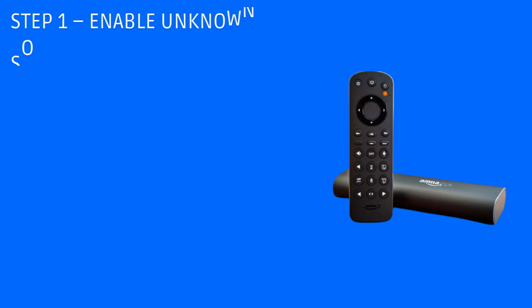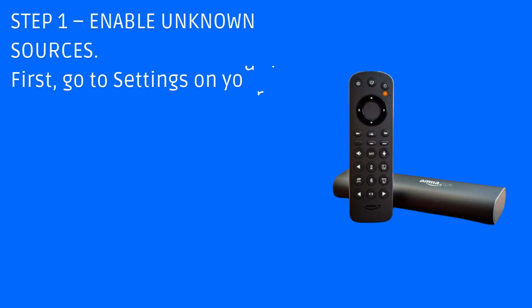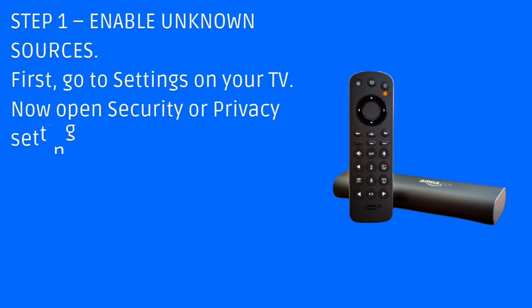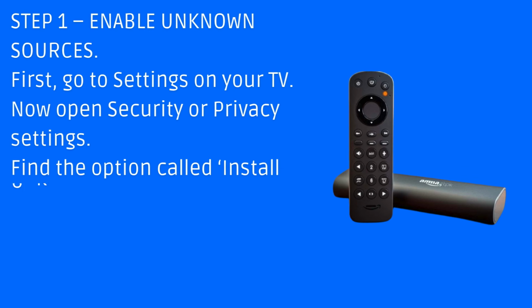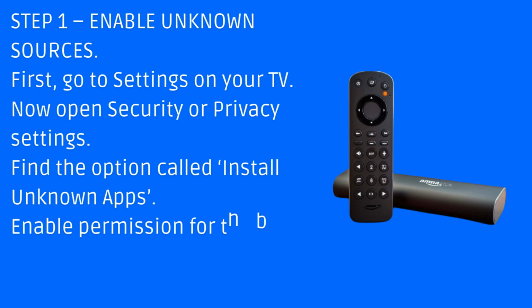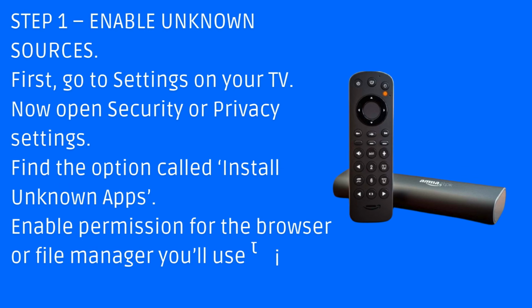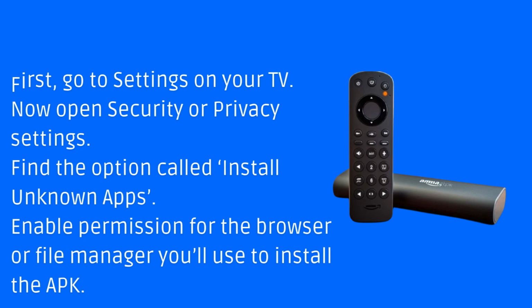Step 1: Enable unknown sources. First, go to Settings on your TV. Now open Security or Privacy Settings. Find the option called Install Unknown Apps. Enable permission for the browser or file manager you'll use to install the APK.